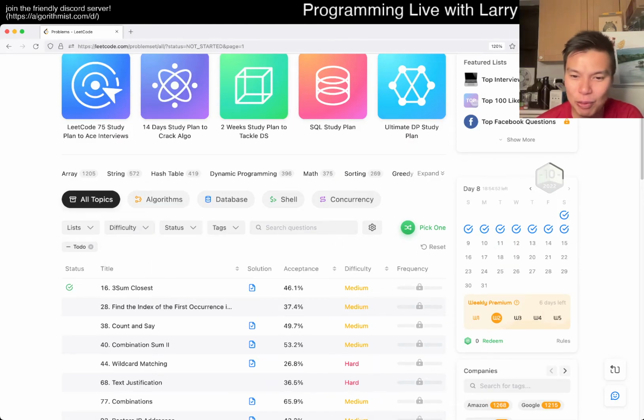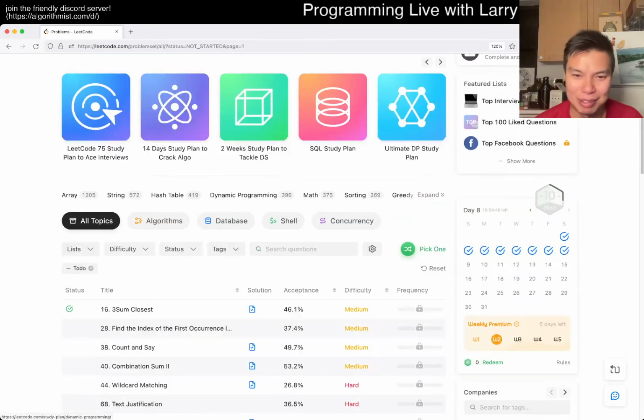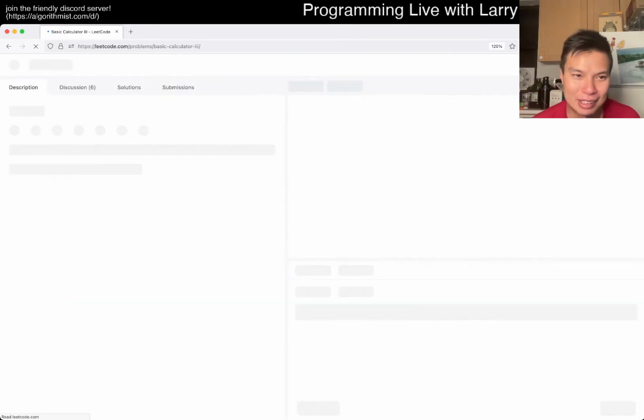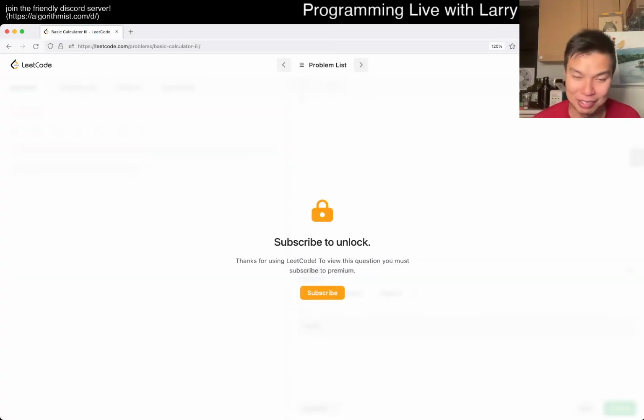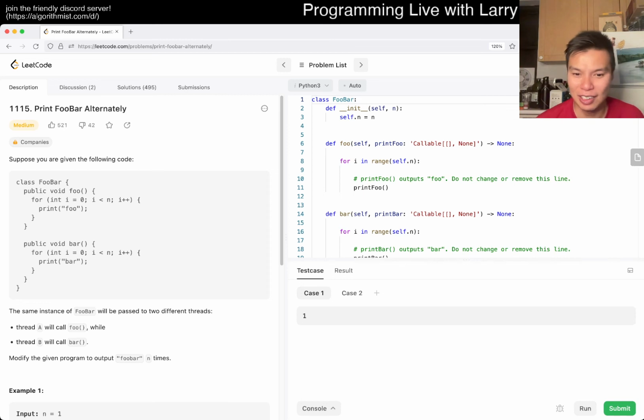So let's do one problem that I haven't done before. I have about 800 of them that I haven't done before, so it should be easy. But there are a lot of premium ones like this one, so I have to keep on clicking. Let's try again. Okay, so let's go.